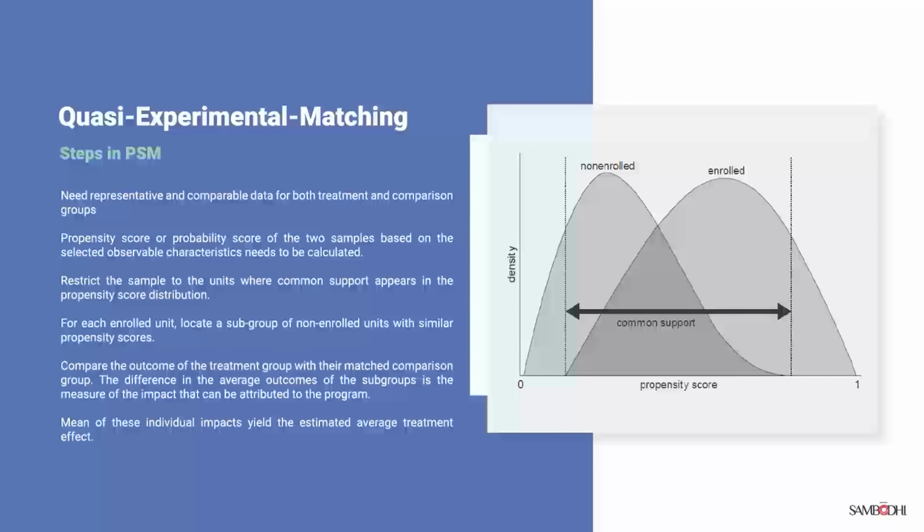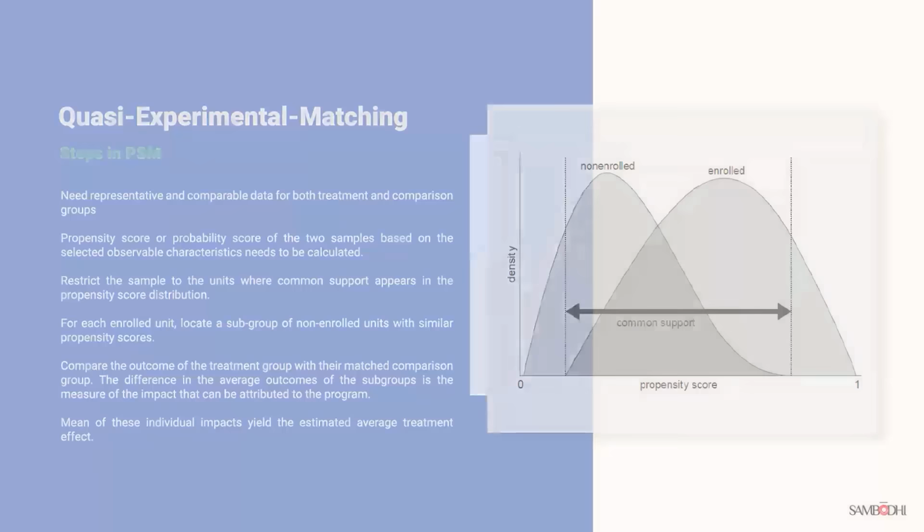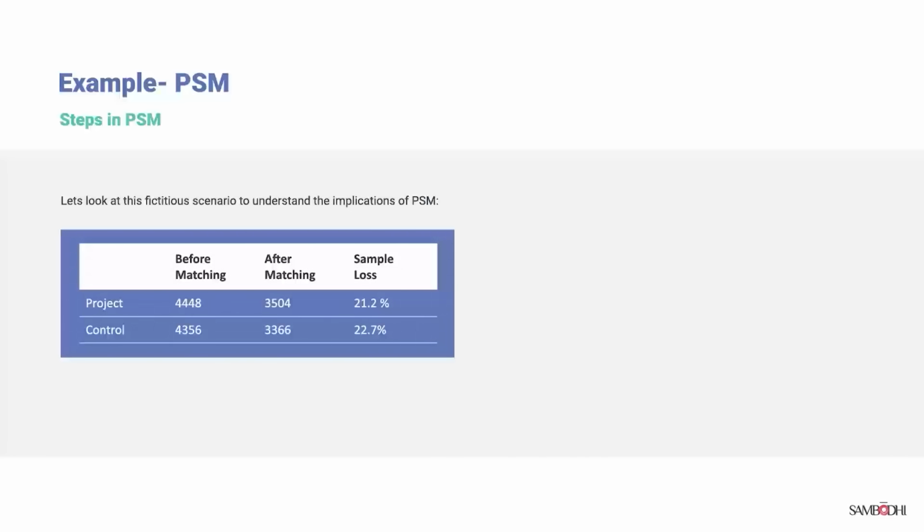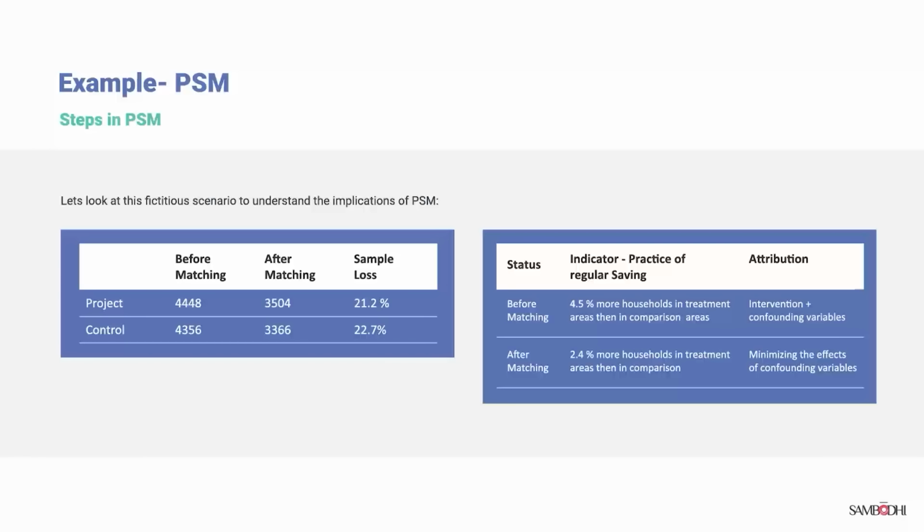When we compare the outcome of the treatment group with their matched comparison group, we will be able to find the difference in the average outcomes of the subgroups, and that is the measure of the impact that can be attributed to the program. The mean of these individual impacts yields the estimated average treatment effect. Let us understand the concept of PSM by looking at this fictitious scenario to understand its implications. The table shows the scenario and its implications, taking into account the indicator of the households in treatment areas against the comparison areas.